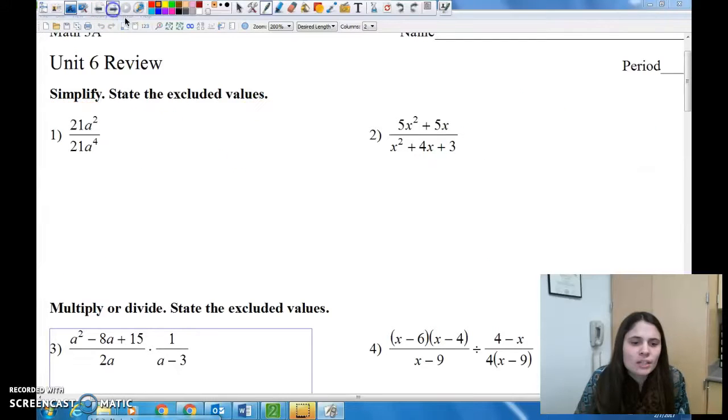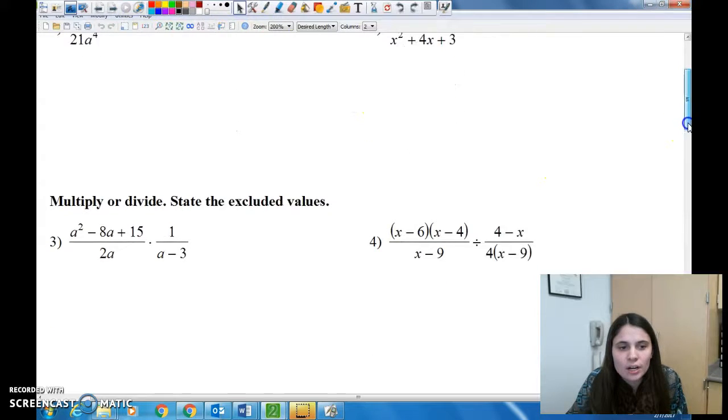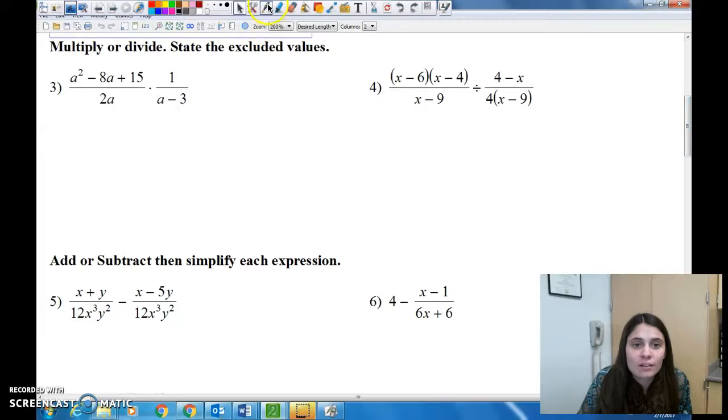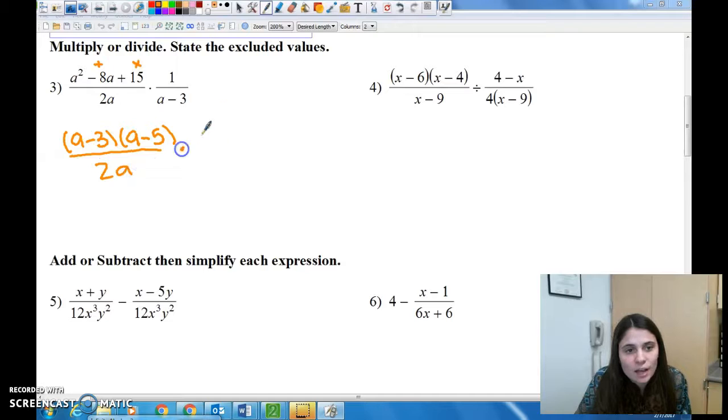So then if we look down at numbers 3 and 4, it's multiplying and dividing. So starting with multiplying, again, the easiest way to start is to put everything in as factored form as possible. So on the top here, I need two numbers that multiply to 15 and add to negative 8, which is negative 3 and negative 5. So the top factors to a minus 3 times a minus 5 over 2a, times 1 over a minus 3.